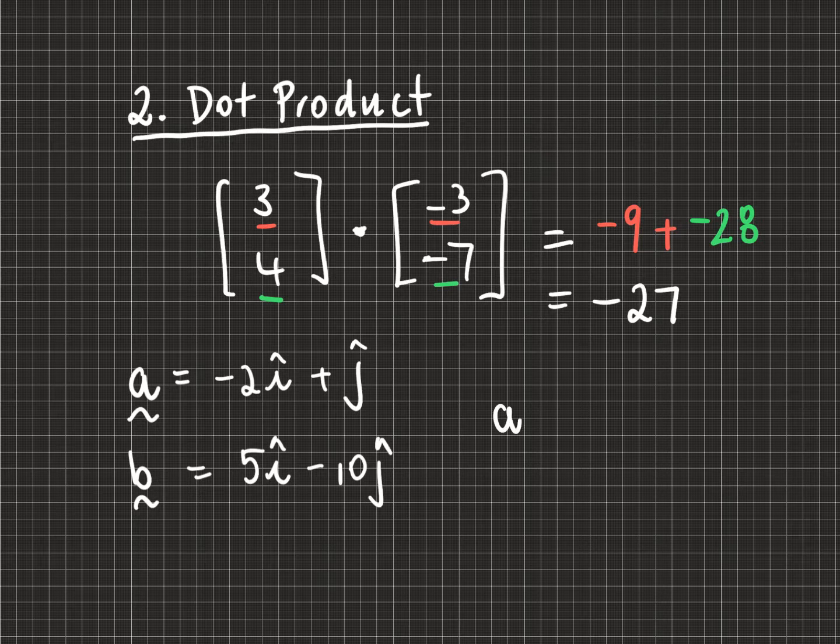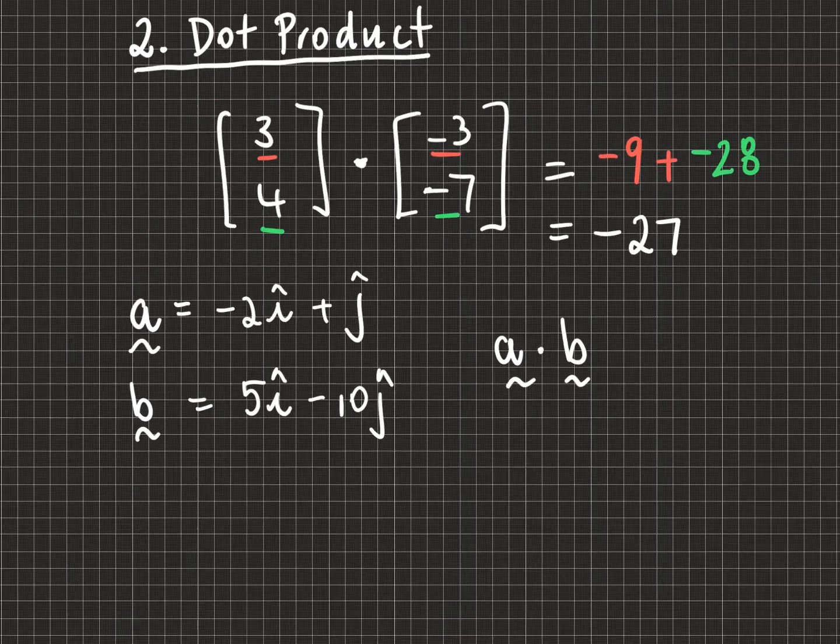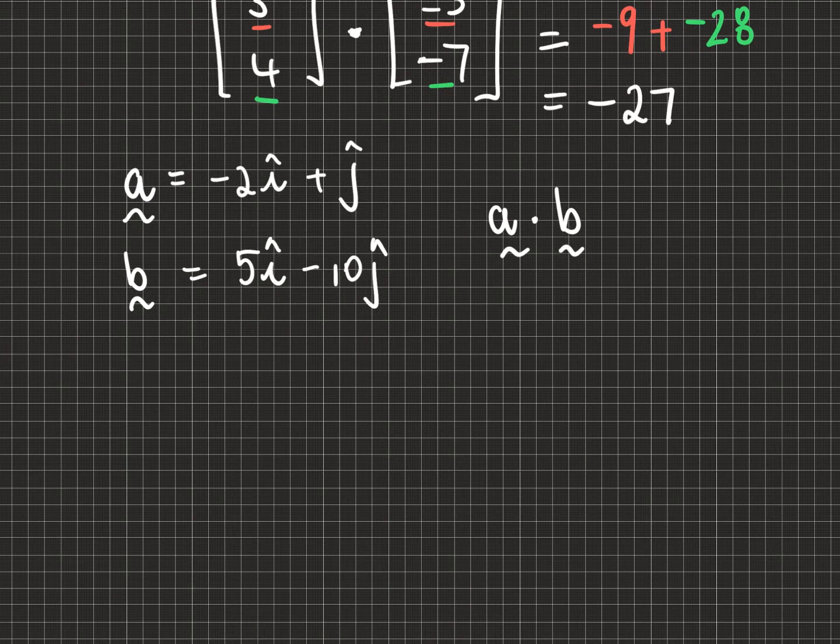Next, can you find vector A dot vector B? Pause the video. Okay, well, to do this, we have to say that one times that one plus that one times that one.